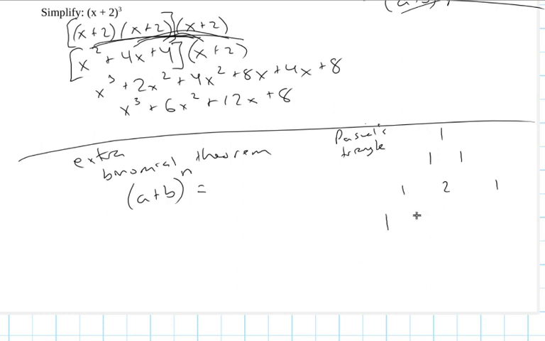1 plus 2 is 3. 2 plus 1 is 3. And so on. We get 1, 4, 6, 4, 1, then 1, 5, 10, 10, 5, 1. And I could keep going with this as long as I'd like.